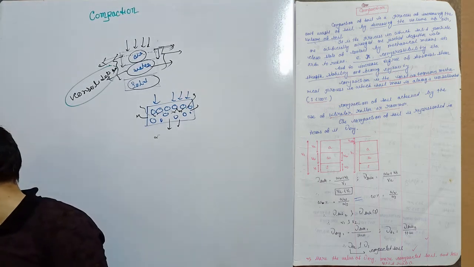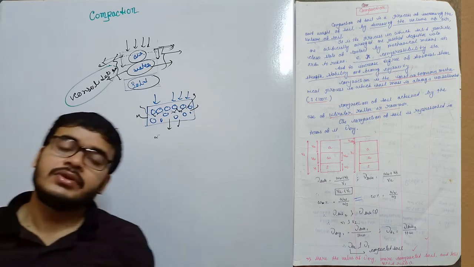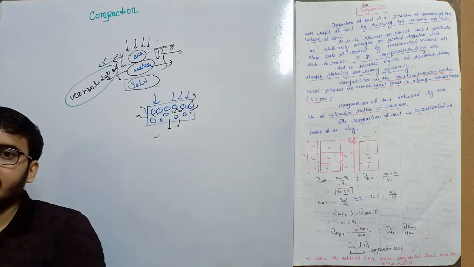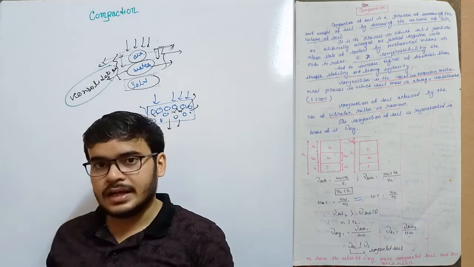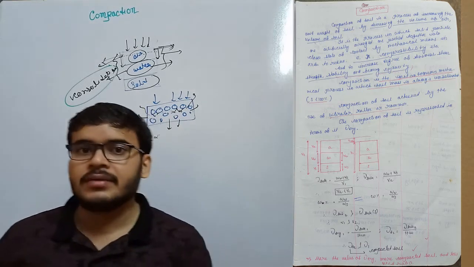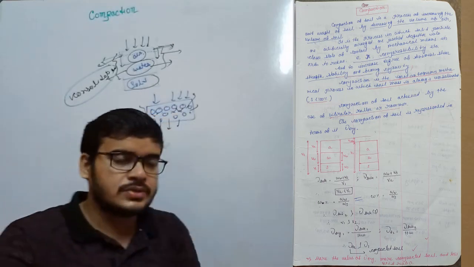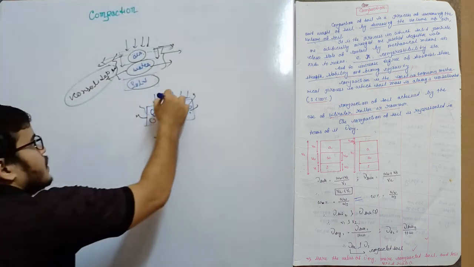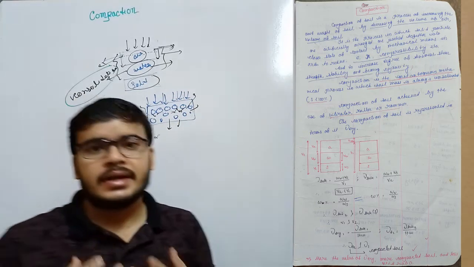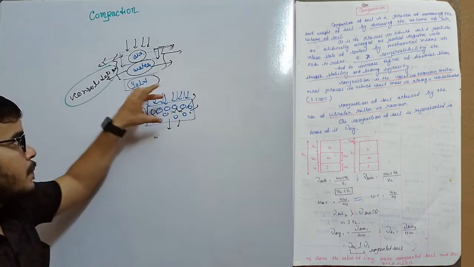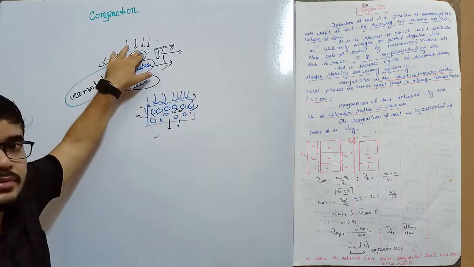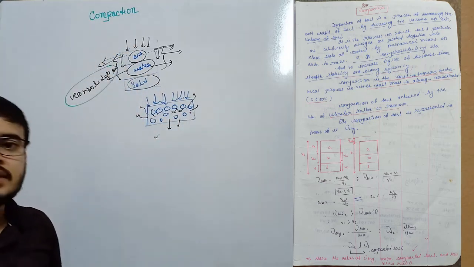The compaction of soil is represented in terms of its dry unit weight, gamma dry. I am coming to this point later. Just write the note here. Compaction is actually done by vibrator, rammer or hammer. You hammer the soil and apply some load by any technique. After applying load, the solids come closer to each other and the air is removed, and that technique is called compaction.